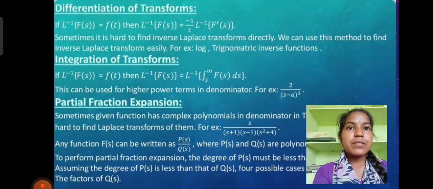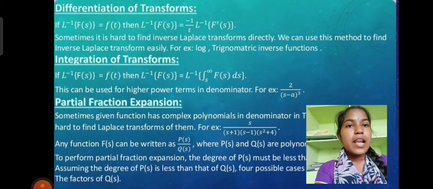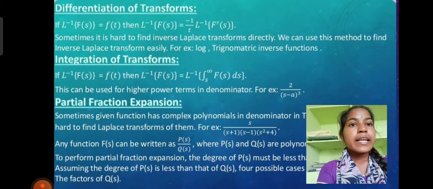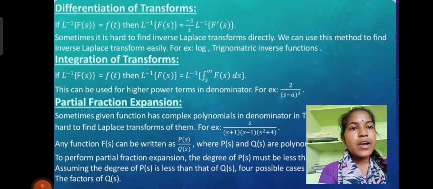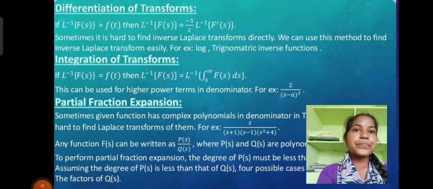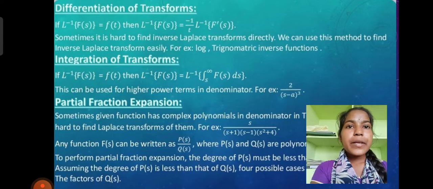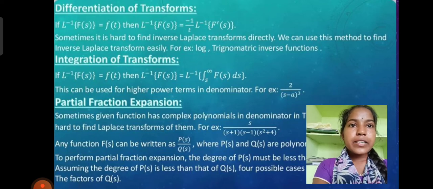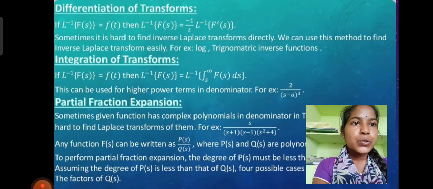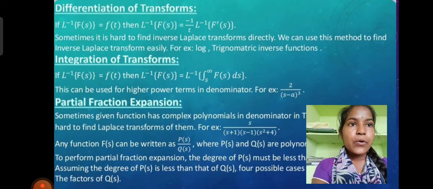Integration of transforms. If Laplace inverse of F of s is equal to f of t, then Laplace inverse of the integration from s to infinity of F of s ds is equal to f of t by t. This can be used for higher power terms in the denominator, for example, 2 by s minus a whole cube.